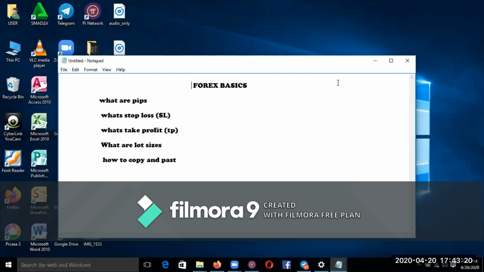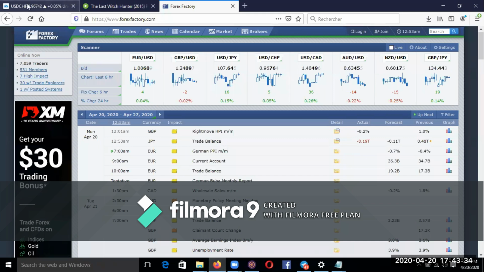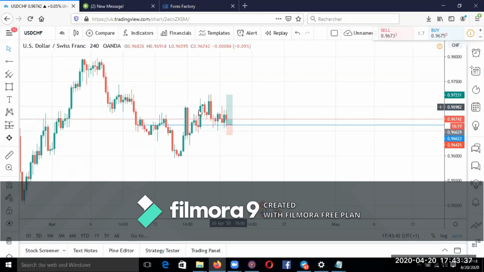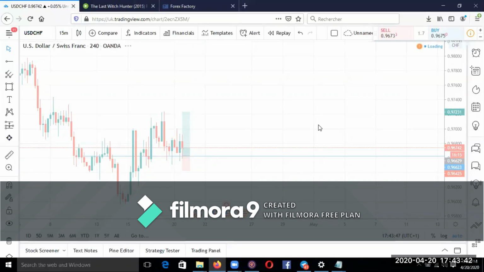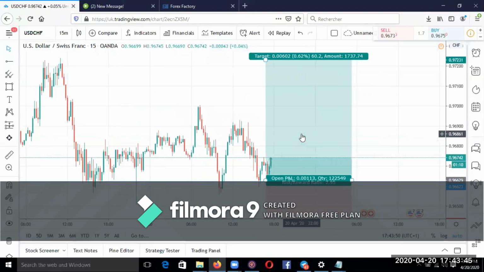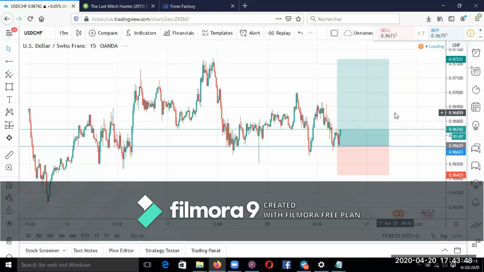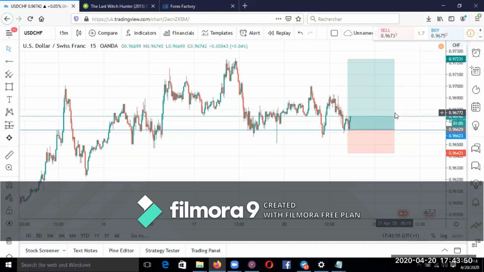So, what are pips? I'm gonna go to the charts and show you how to calculate pips here. We're on a 4 hour time frame, let's go to 15 minutes. You see the setup here. I took this trade and it's already in profit, so you see I'm swinging in profit. But nevertheless, that's not what I wanted to show you in this.